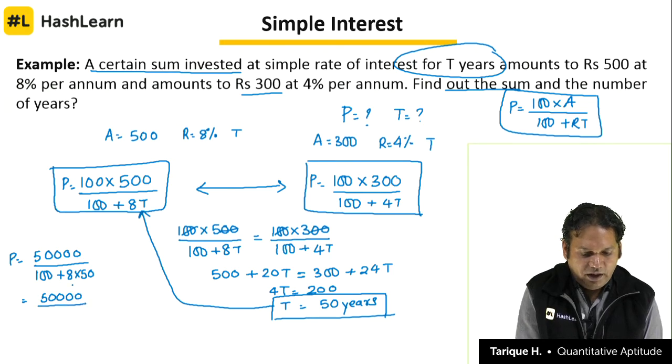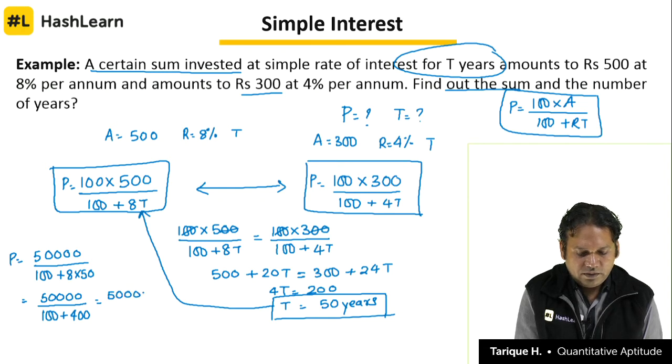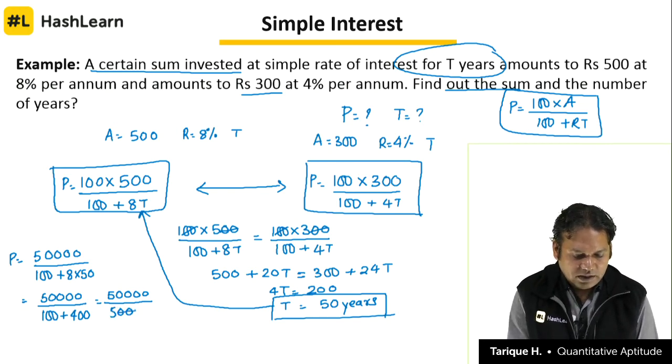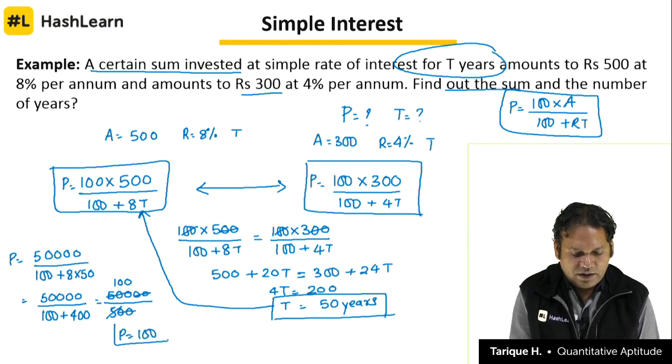That is 50,000 divided by 100 plus 8 into 50, 400. 50,000 divided by 500, 100 plus 400. Cancel zeros, and 5 will cancel 500 how many times? 100 times. So what is the principal here? The principal is equal to 100.